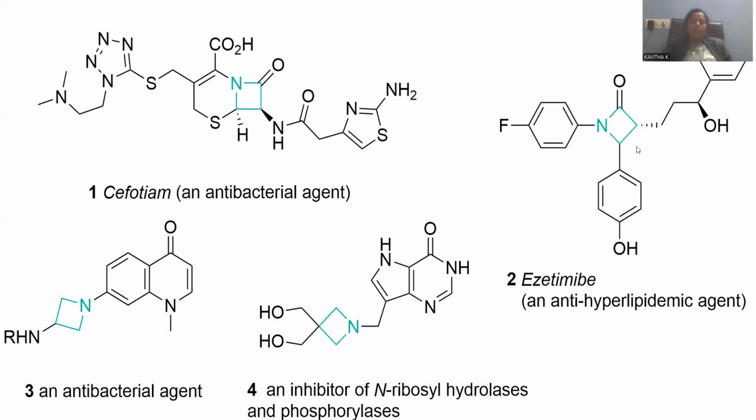Let me go with another compound where a cyclic lactam is there, where azetidine forms the skeleton, and it is substituted with fluorobenzene, hydroxybenzene, and also you can notice another alkylated side chain with another benzene ring as well. This is ezetimibe, which is an antihyperlipidemic agent. Lipids are nothing but fats, so in order to reduce fat and cholesterol content, antilipidemic agents are taken.